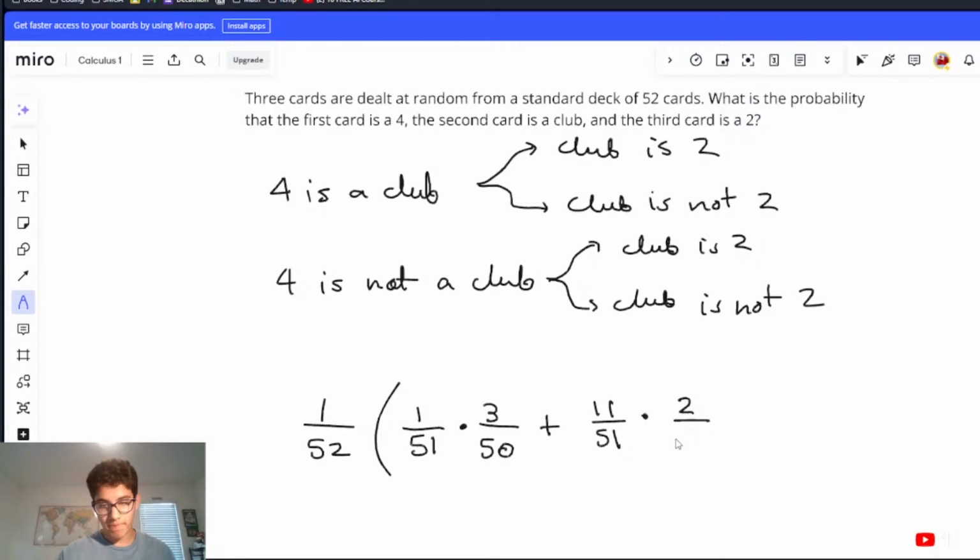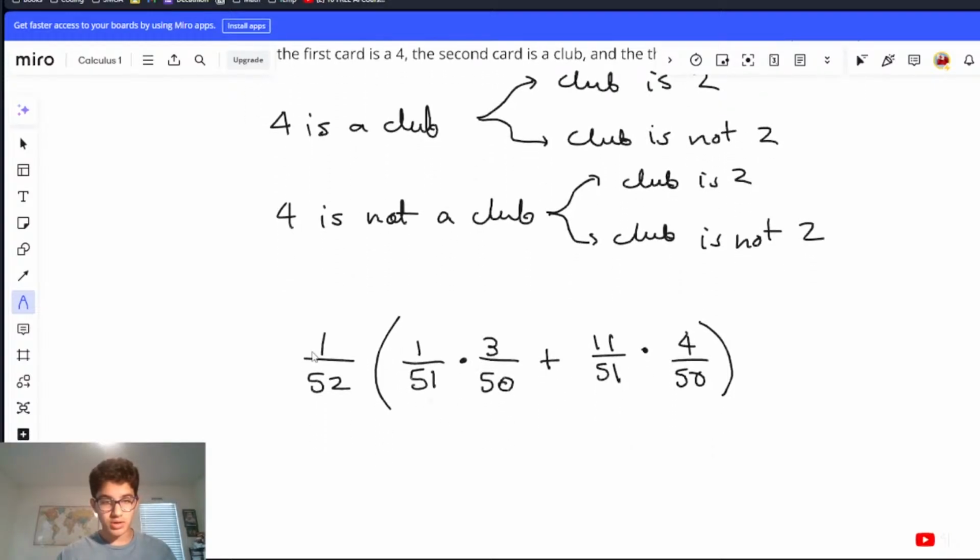Okay, well let's leave it as 4 out of 50 actually because we've got the same stuff here. So this is our first case, right? 4 is a club. Very similarly, we can do 4 is not a club. If 4 is not a club, there are three of them, right? It's either a spades, heart, or diamond. So that's 3 out of 52, which can't be simplified unfortunately.